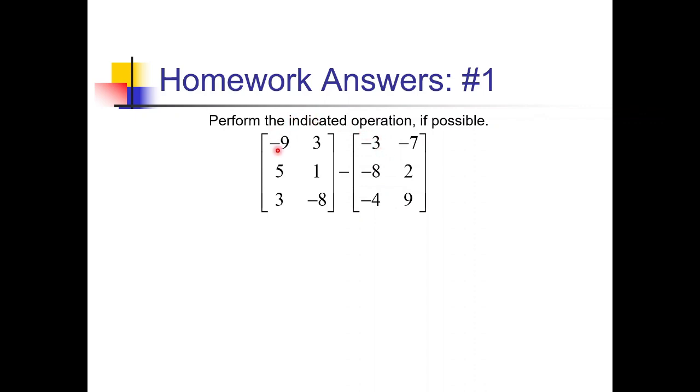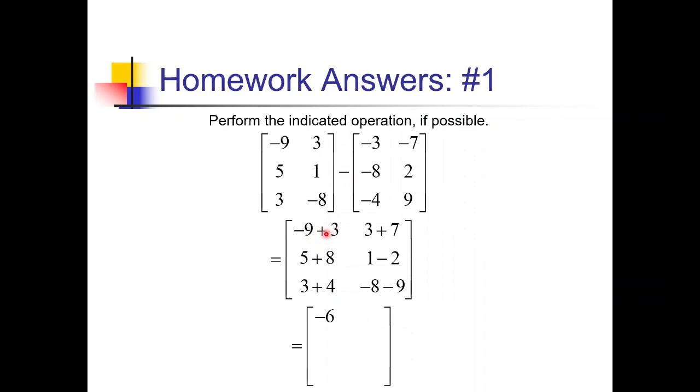So we're going to have -9 minus -3, so plus 3, and then -9 plus 7, or actually 3 plus 7, same position, and then 5 plus 8, 1 minus 2, 3 minus -4, so plus 4, and then -8 minus 9. Now just crunch the numbers here, so we've got -6, 10, 13, -1, 7, and -17.